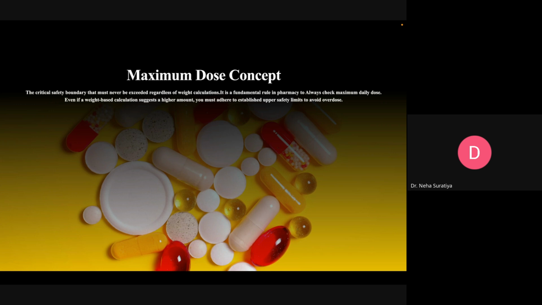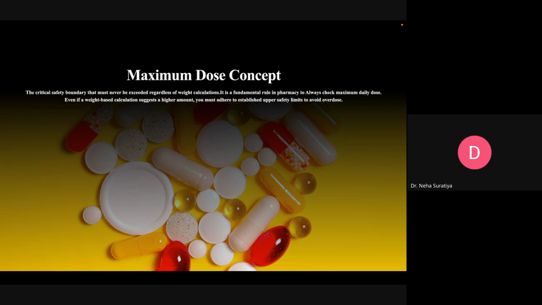So this concept highlights your role as a final safety checkpoint. And this is one of the major errors identified in prescriptions, guys. Based on the mg per kg calculations, prescribers are sadly making mistakes. We are here as the final safety checkpoint in medication therapy to always check the maximum dose concept. We cannot 100% rely on what our calculation is suggesting. We need to correlate it with the clinical picture always. We cannot blindly rely on the calculation.